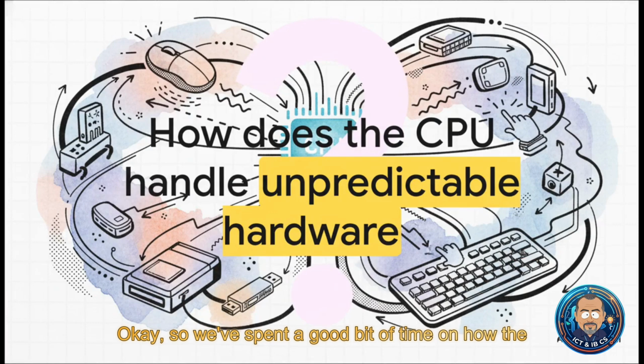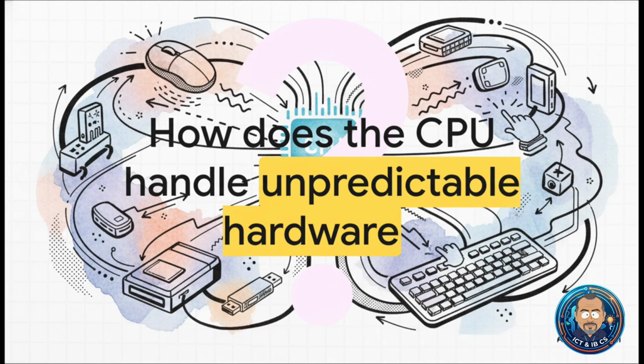Okay, so we've spent a good bit of time on how the OS manages internal software processes. But what happens when the outside world interferes, when external hardware demands attention? How on earth does the CPU know the exact millisecond you've clicked a mouse button, or typed a key, or plugged in a thumb drive? Because hardware inputs are entirely unpredictable.